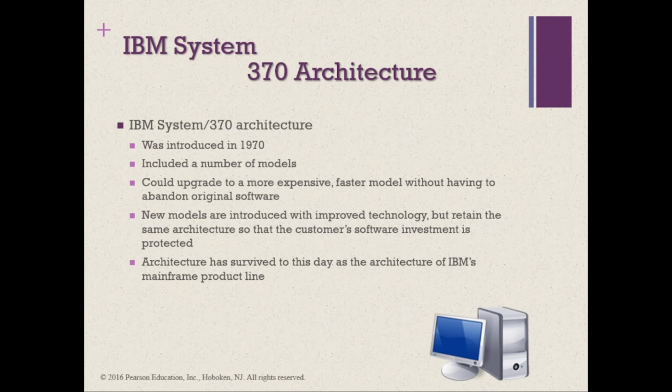Remarkably, the System 370 architecture, with a few enhancements, has survived to this day as the architecture of IBM's mainframe product line. So I've been trying to explain that this family of models of computers or laptops, they're using the same architecture, but it always boils down to the computer organization. That's why higher performing laptops are more expensive, because they have more complex computer organization than the laptops which are mid-range or have a lower price.